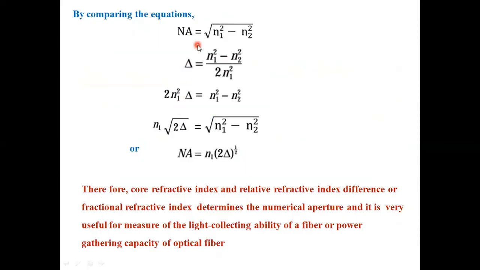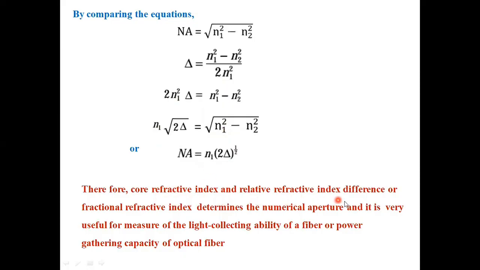Next, we go for the equations. Numerical aperture can be determined in terms of delta. By comparing the numerical aperture and delta equations, NA equals square root of n1 square minus n2 square, and delta equals n1 square minus n2 square by 2 n1 square. By taking the cross product, 2 n1 square delta equals n1 square minus n2 square. Applying square root, n1 square root of 2 delta equals square root of n1 square minus n2 square, or we can write numerical aperture equals n1 times (2 delta) to the power of half.